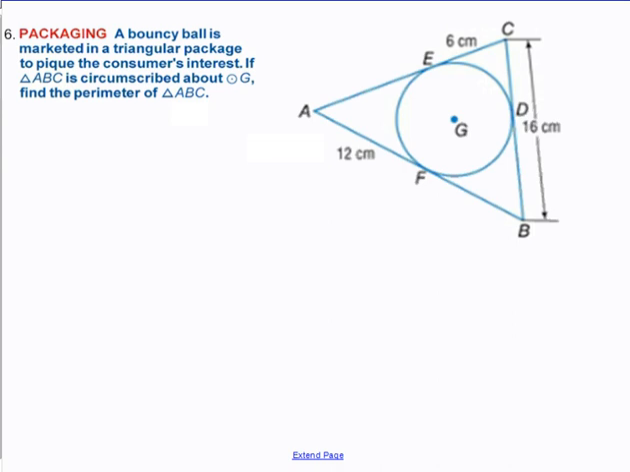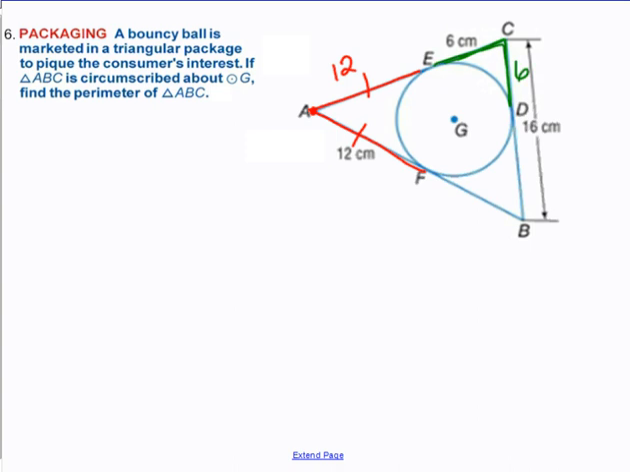Okay, so now we're looking at packaging this bouncy ball thing. And this triangle is circumscribed about circle G, which is the bouncy ball. Find the perimeter of this triangle. Well, one of the theorems says that if a point is tangent to a circle, then these two segments have to be congruent. So if this is 12, so is this. These two segments have to be the same.